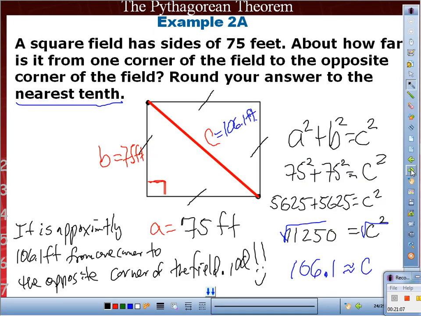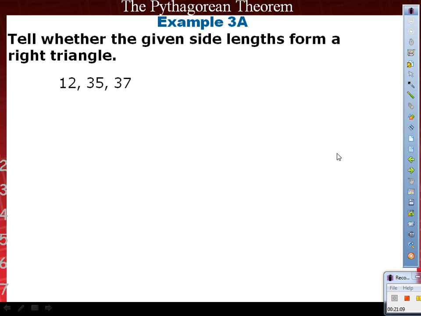But then we get to this problem. And they give us these three. Are we missing any sides? No. This is what we call applying the converse of the Pythagorean Theorem. What does that mean? Going backwards.